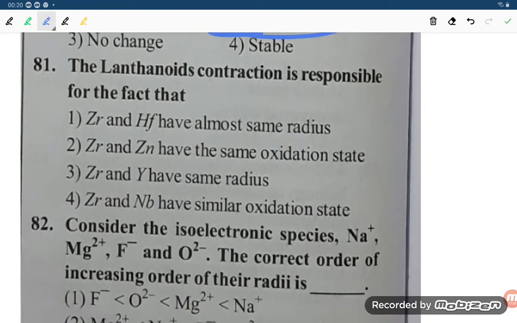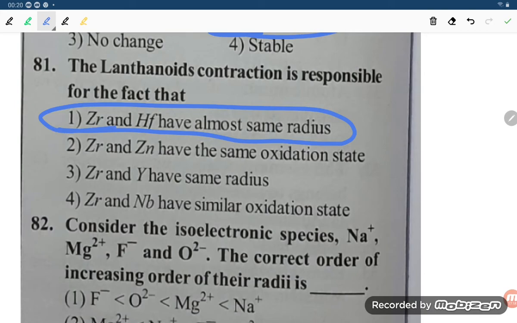Next, the lanthanoid contraction is responsible for the fact that zirconium and hafnium have almost the same radii. Because of lanthanoid contraction, the shielding effect is very less, so the size becomes very equal. So zirconium and hafnium have almost the same radii. Correct option is option number 1. I am not reading other options, student. They are all irrelevant.